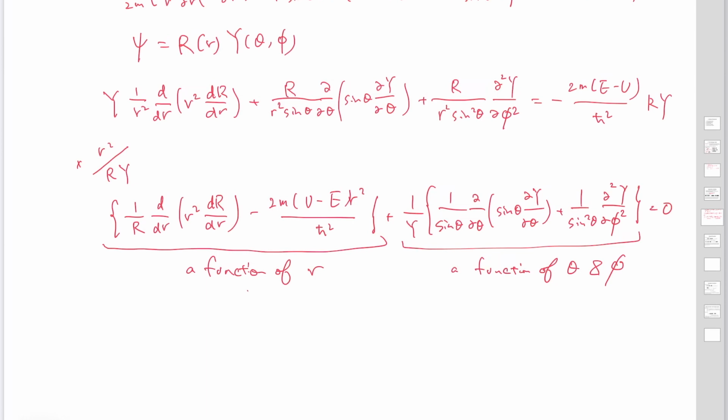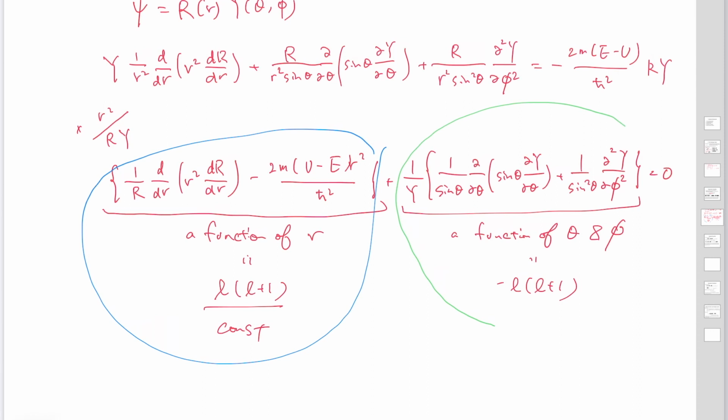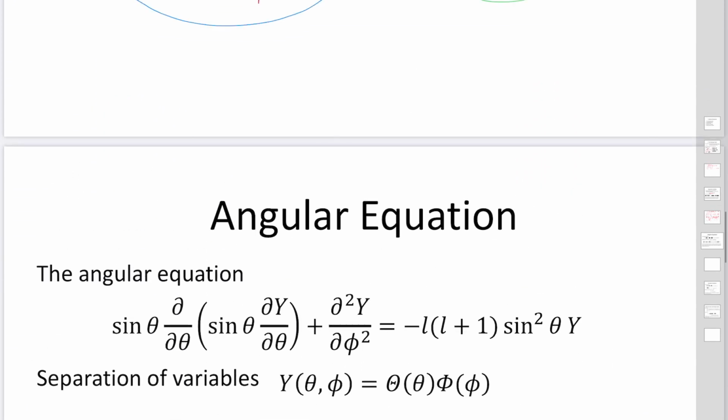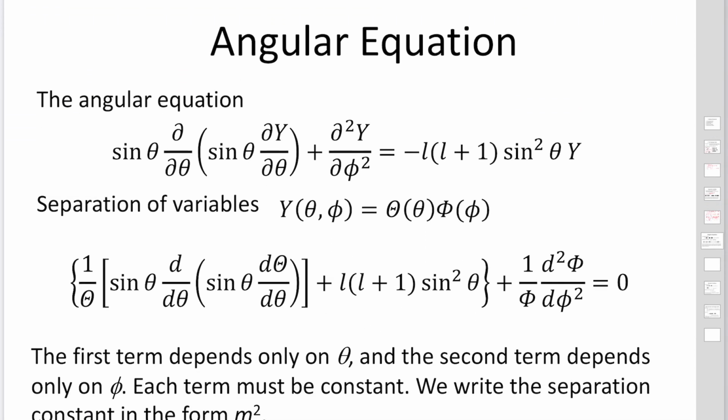So we name the constant value L times L plus 1. To satisfy this equation, this becomes minus L times L plus 1. So this is a constant quantity. We have two equations, these equations, and also we have this equation. So from the single equation, we derive the two equations. And then look at the green circles. This we call the angular equation.